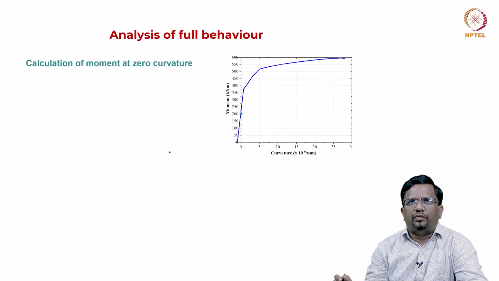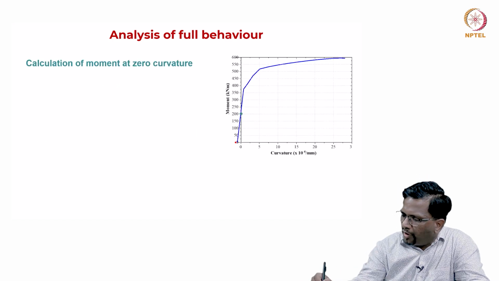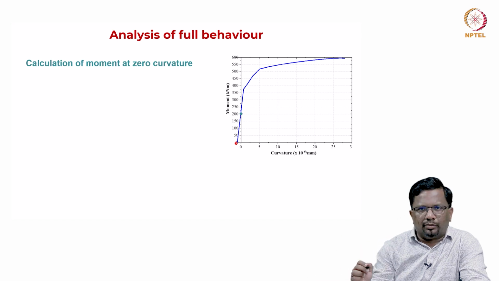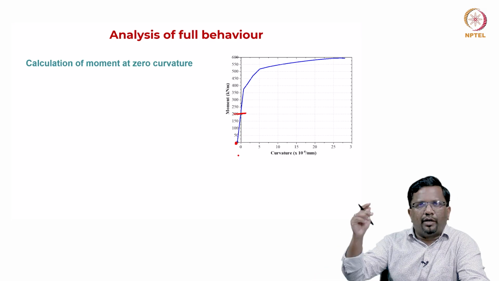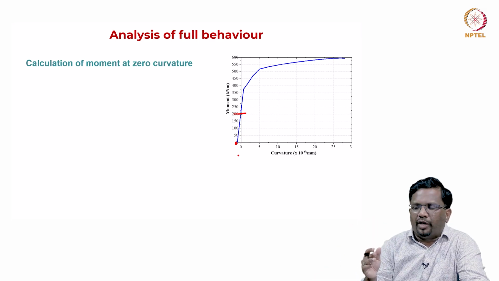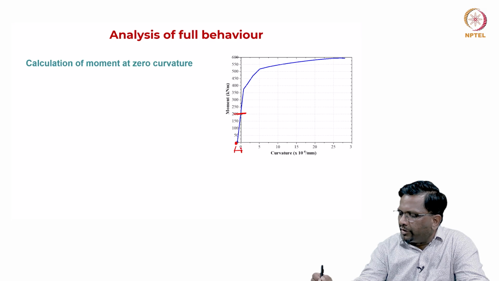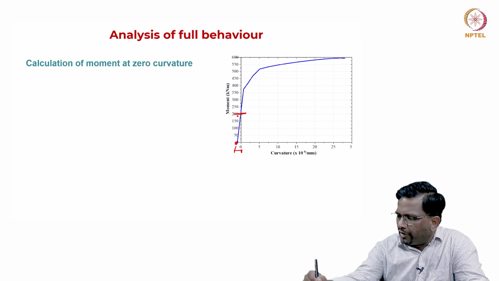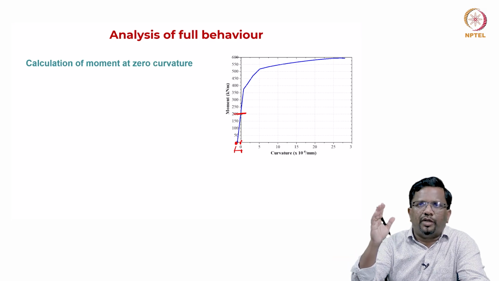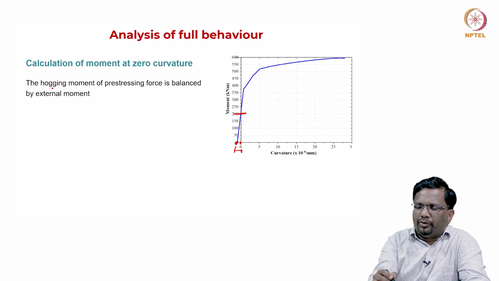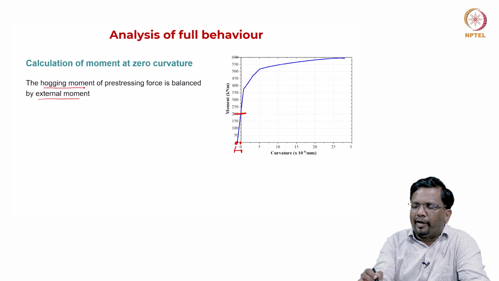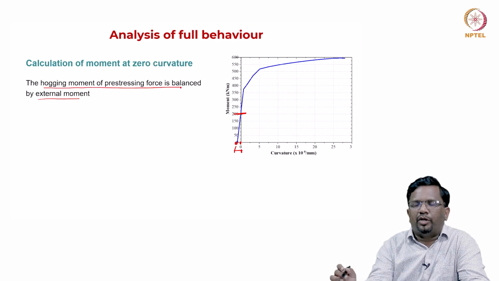So at this point we have calculated the curvature when there is no external moment. There is also one more important point. I want to calculate how much moment I need to apply so that this negative curvature becomes 0. So, I need to apply an external moment exactly equal to the hogging moment due to pre-stress. Now, what is the hogging moment that we apply due to pre-stress?